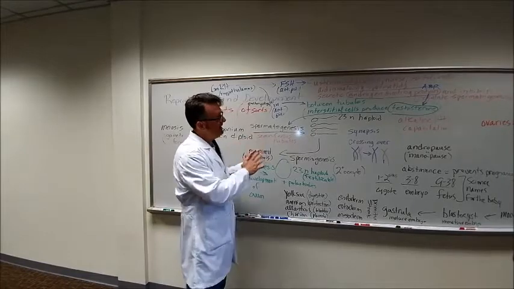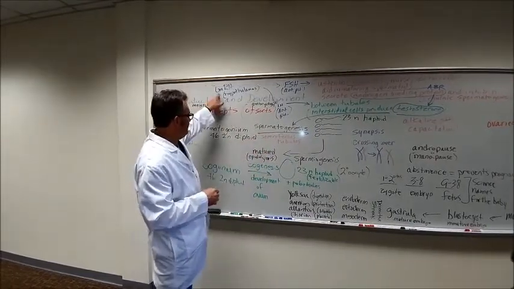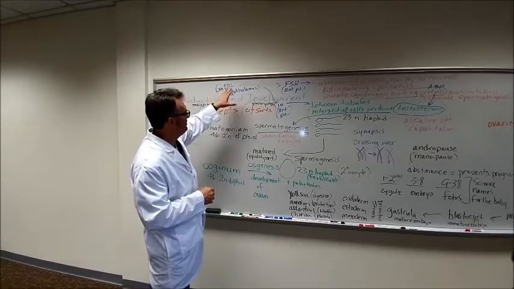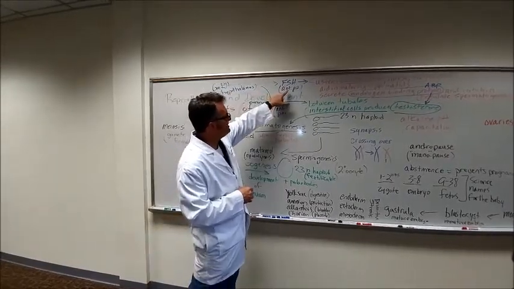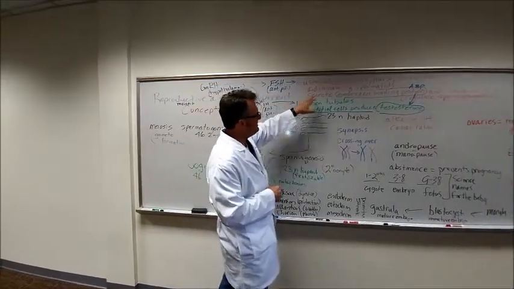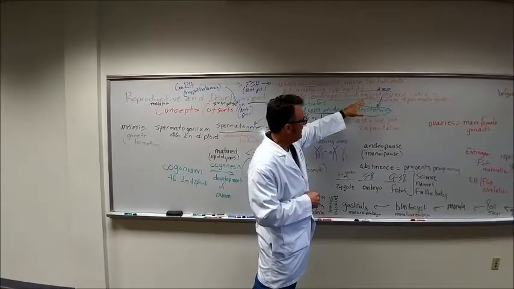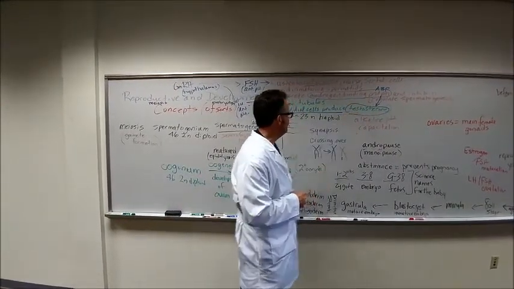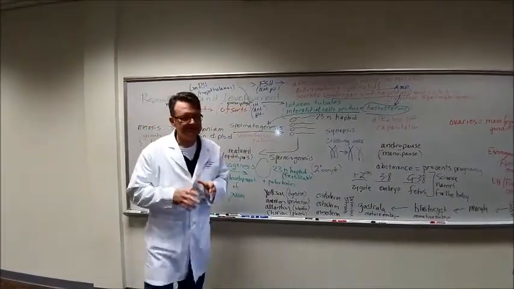But before we get to that, let's talk about some of the hormones that influence all of this. Gonadotropin releasing hormone is released from the hypothalamus. It affects the release of follicle stimulating hormone from the anterior pituitary. This stimulates what is called androgen binding protein, or ABP, which then stimulates testosterone, which then stimulates spermatogenesis.